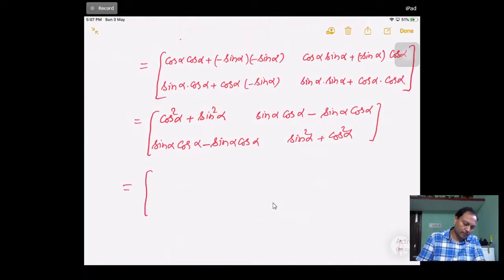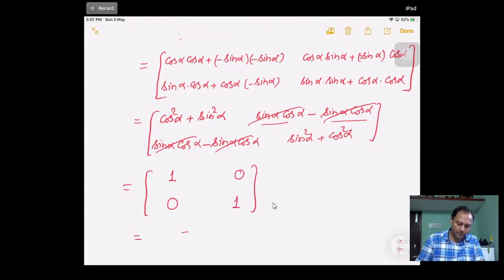Now using the first identity of trigonometry, sin square alpha plus cos square alpha is 1. Here sin alpha cos alpha is positive, sin alpha cos alpha negative, so these cancel out. Here also sin alpha cos alpha is negative, and this one is positive, so cancel out, 0. And here using the first identity of trigonometry, it is 1. And what is this? This is the identity matrix, which was to be proved. So here A prime into A is equal to the identity matrix.